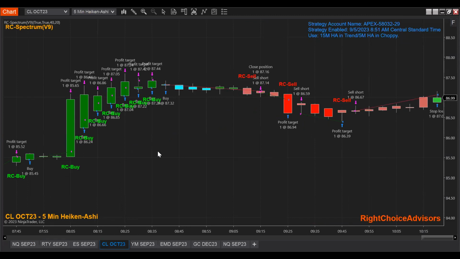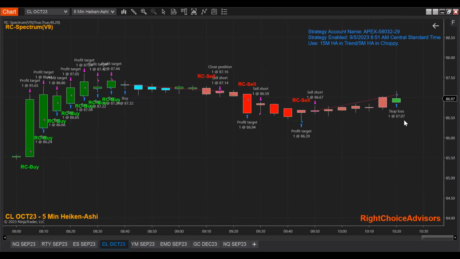Again, crude oil, we had a lot of profits with long, and then we made profits with short. Then now there is a stop loss because market is again changing direction. Again, crude oil will start moving up.